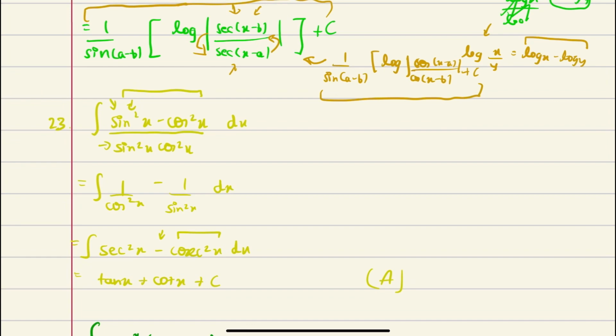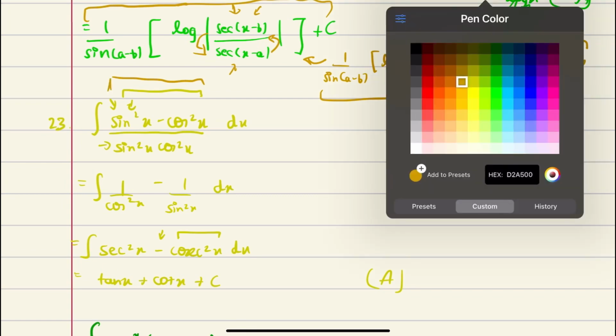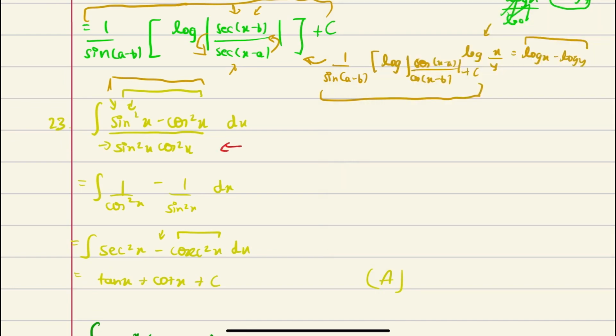Then for the 23rd question, what we have is this, right? I'm just going to change the color for you guys. So I'm just going to split this integral just because we can. So when we split it, the first term is of course this, and here we see that the sine and the sine cancel out. So what we get is this 1 over cosine squared x, and the second term is that.